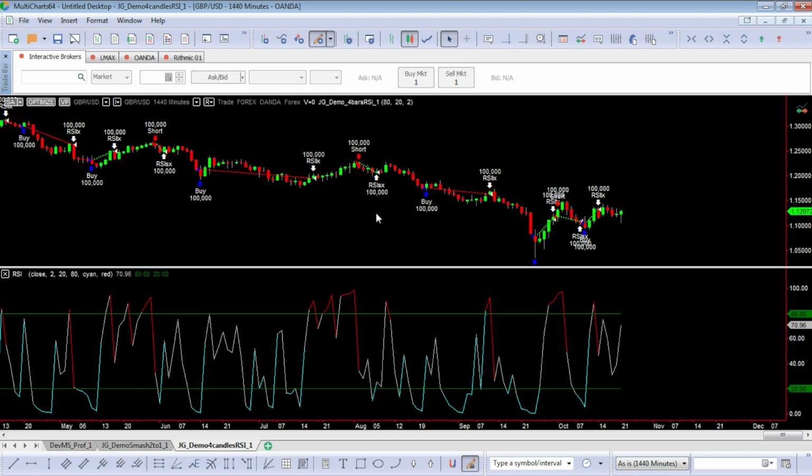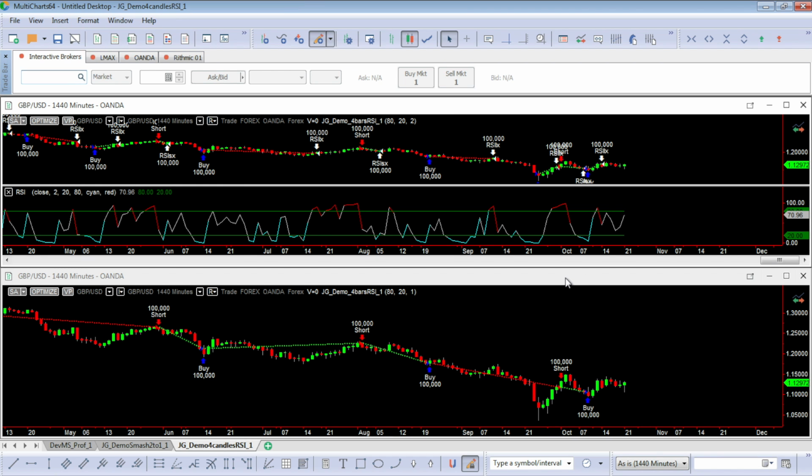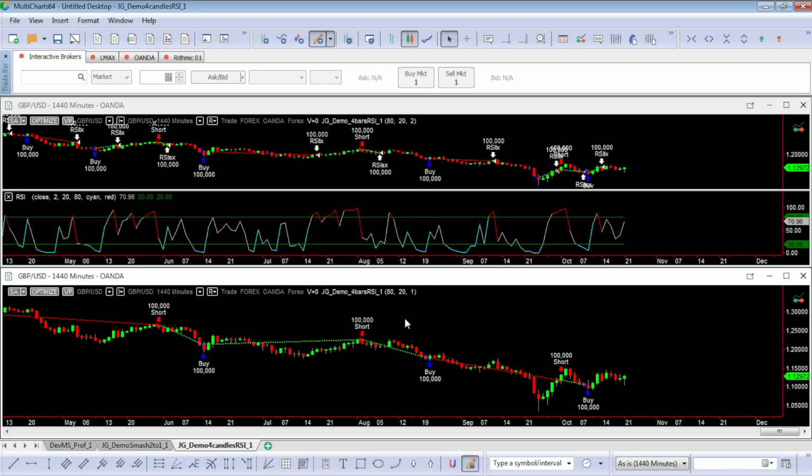So now let's have a look at the results of the backtest. I've got backtest data from January 2010 through to October 2022, and I've included some costs: 4 pips or $40 worth of costs per trade. I've got both the strategies in the same window here, the bottom one being the stop and reverse, and the top one that's got the RSI exit.